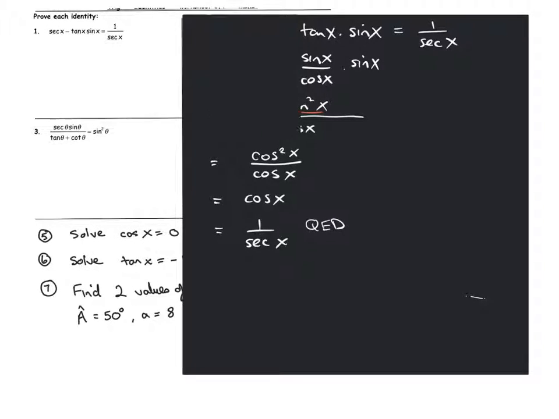Let's get new blackboard up. There we go. We'll do question 3 here. Got it in the wrong order, but not to worry. So, sorry about that. We'll do question 2 in a minute. So we've got sec theta sine theta over tan theta plus cot theta. And we're going to make that equal to sine squared theta. This is not very easy, this one, but we'll see how it goes.